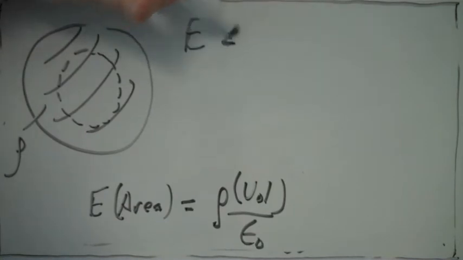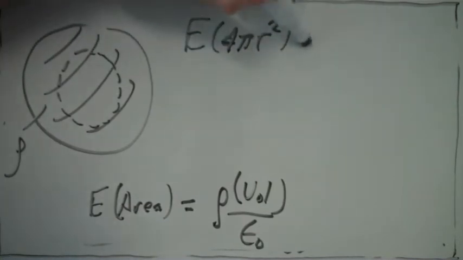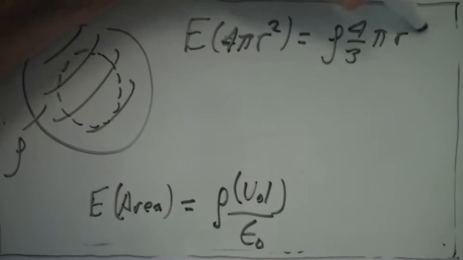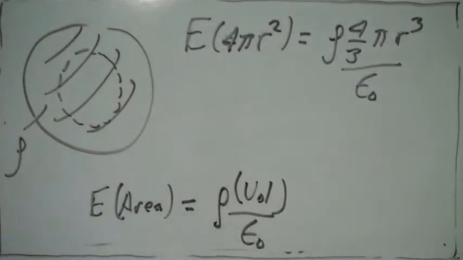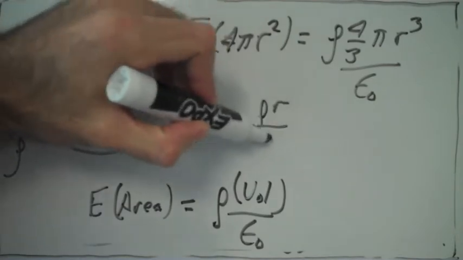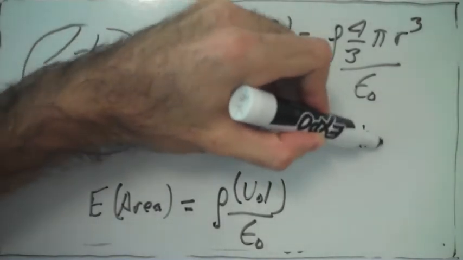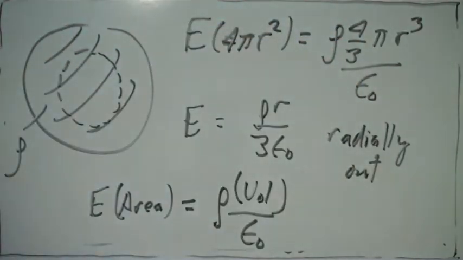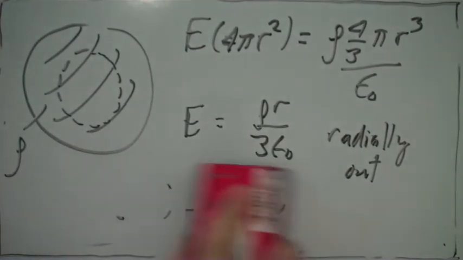So we just put in what is the area of the Gaussian surface and what is the volume inside the Gaussian surface. And then we can calculate what the electric field is. Okay, so it's given by this. And it points radially outward. So that's the electric field inside this solid sphere.